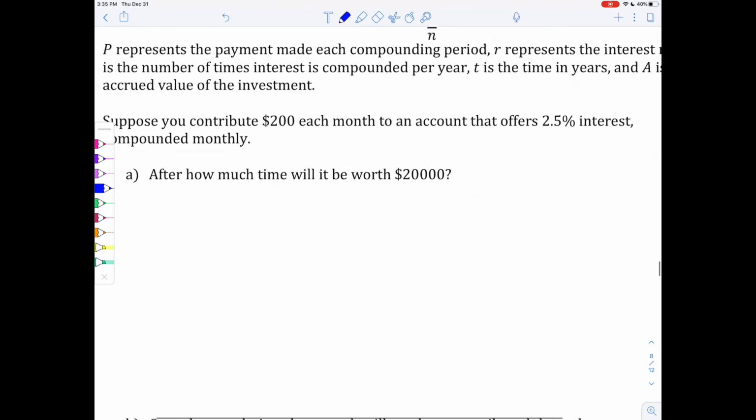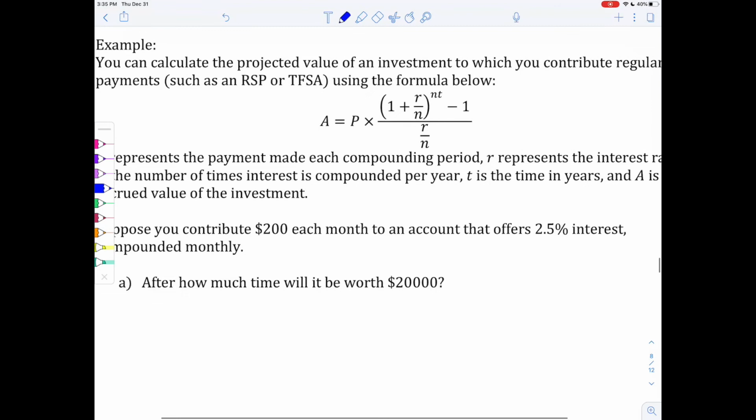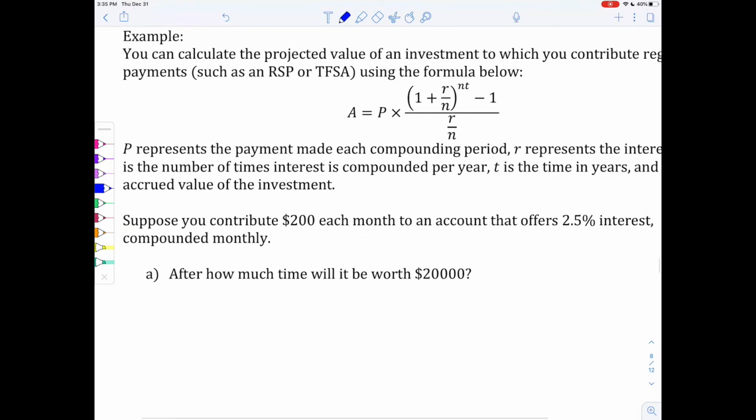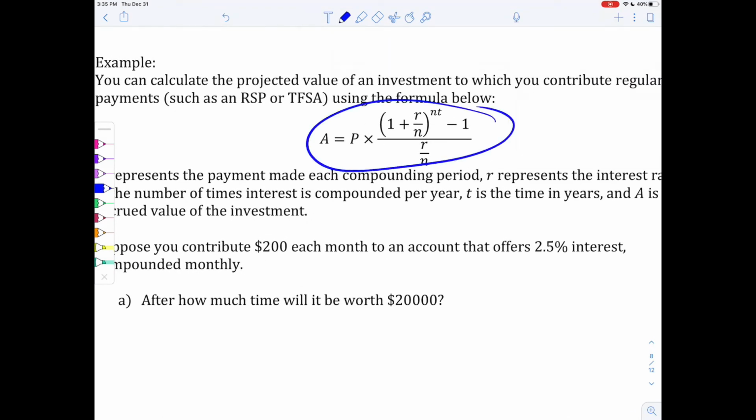So you contribute $200 each month into an account that offers 2.5% interest, compounded monthly. And we can calculate the projected value using this formula.